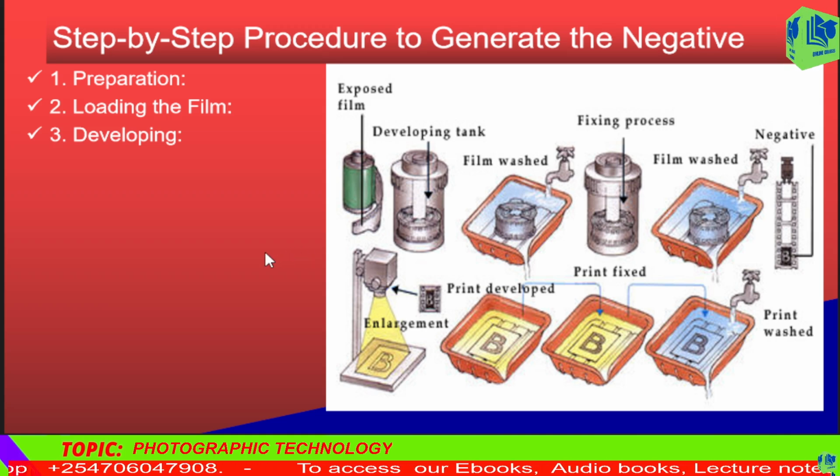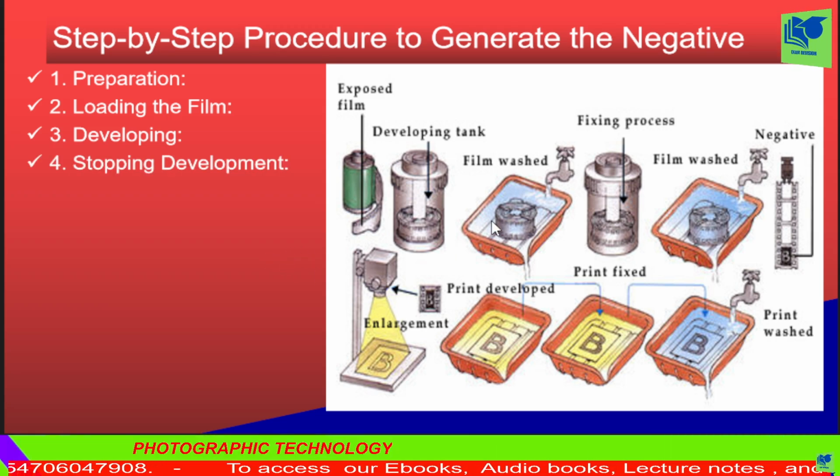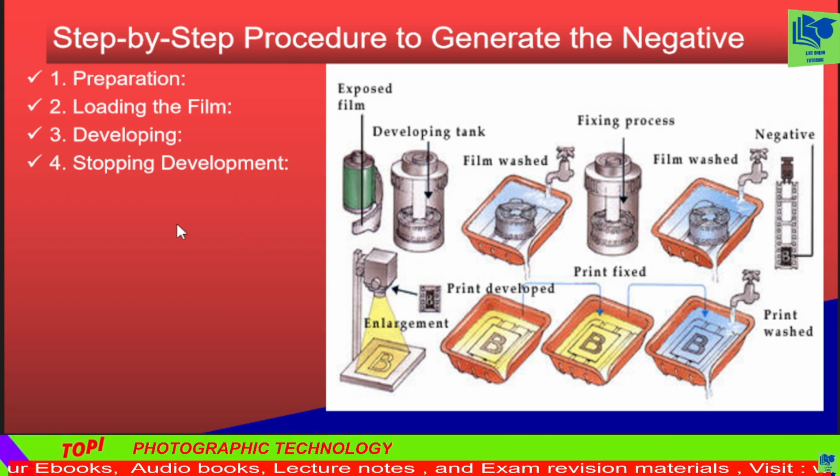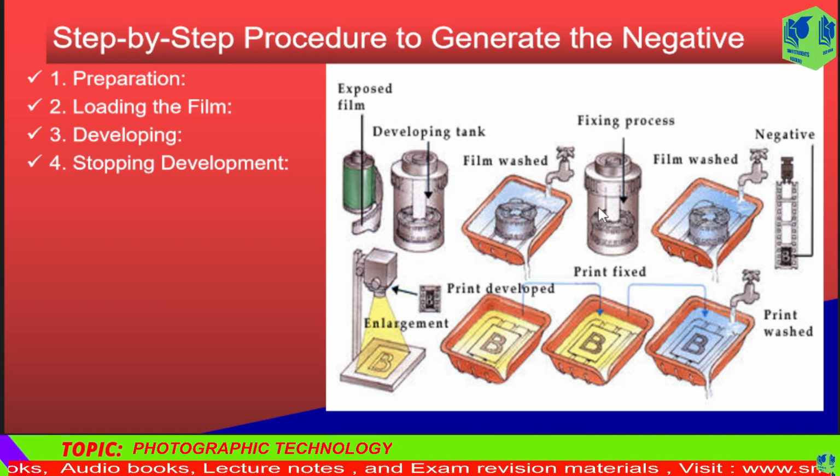4. Stopping development. Pour the stop bath into the tank to halt the development process. Agitate briefly, then drain the solution. 5. Fixing. Add the fixer to the tank to make the image permanent. Agitate as directed, then pour out the fixer.